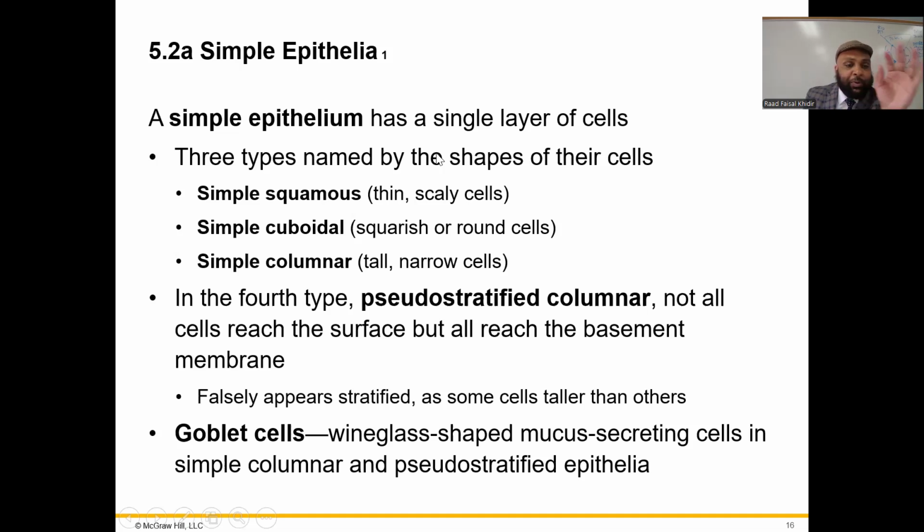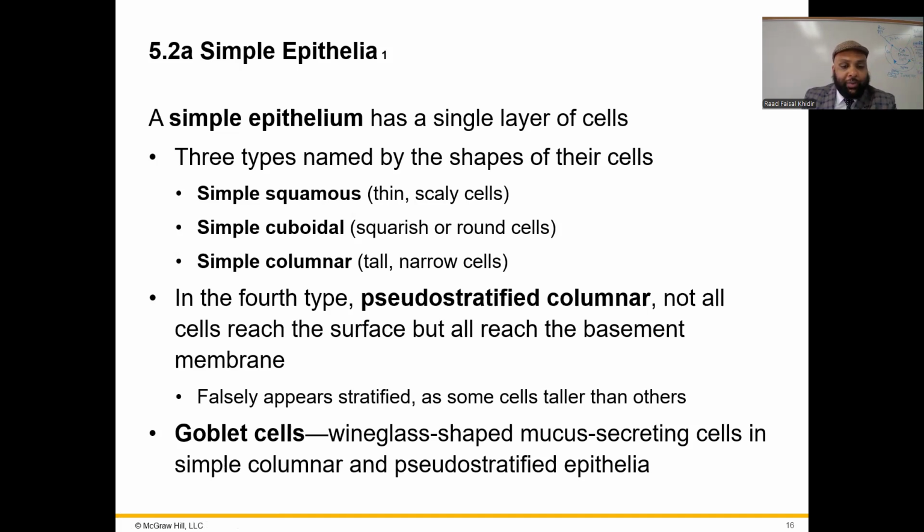So with simple epithelium, no matter what kind of simple epithelium you are, are you simple squamous? Are you simple cuboidal? Are you simple columnar? At the end of the day, there's something in common, and that is every single cell must be touching the basement membrane. The simple squamous are thin, scaly cells, and the simple cuboidal are squarish or round cells. The simple columnar are tall and narrow cells.